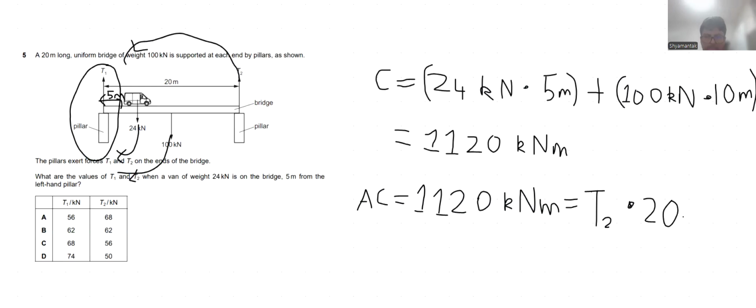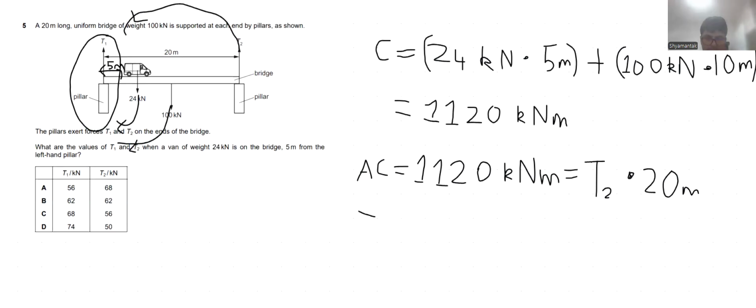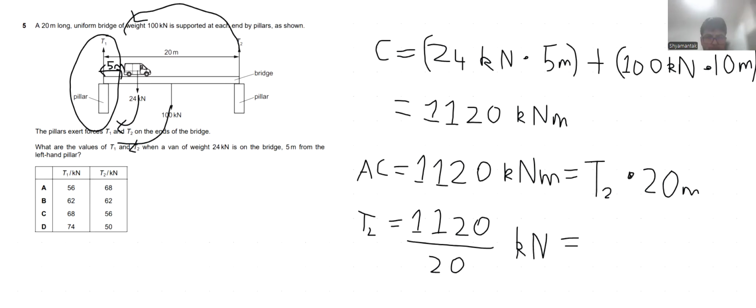So T2 is 1120 divided by 20, and kilonewton meter divided by meter becomes kilonewtons. And this is 56 kilonewtons.